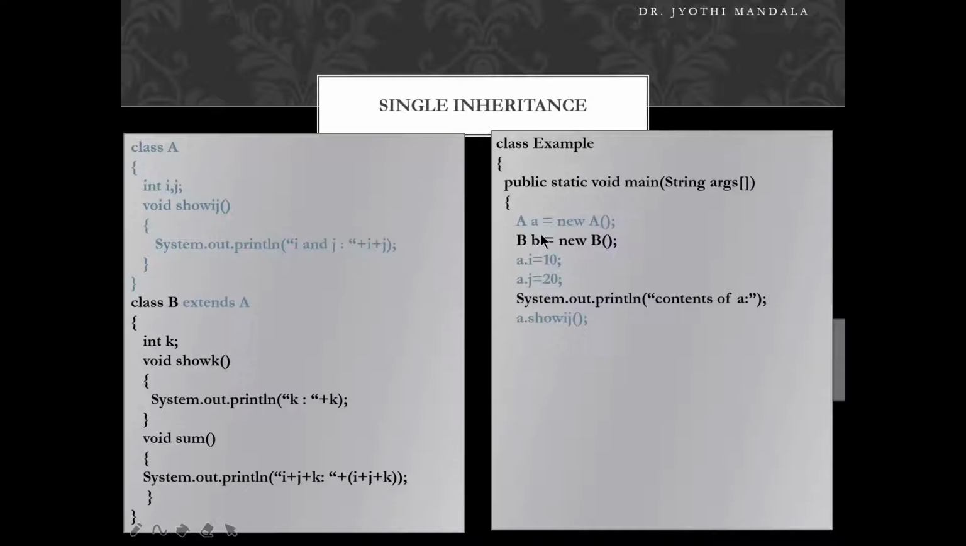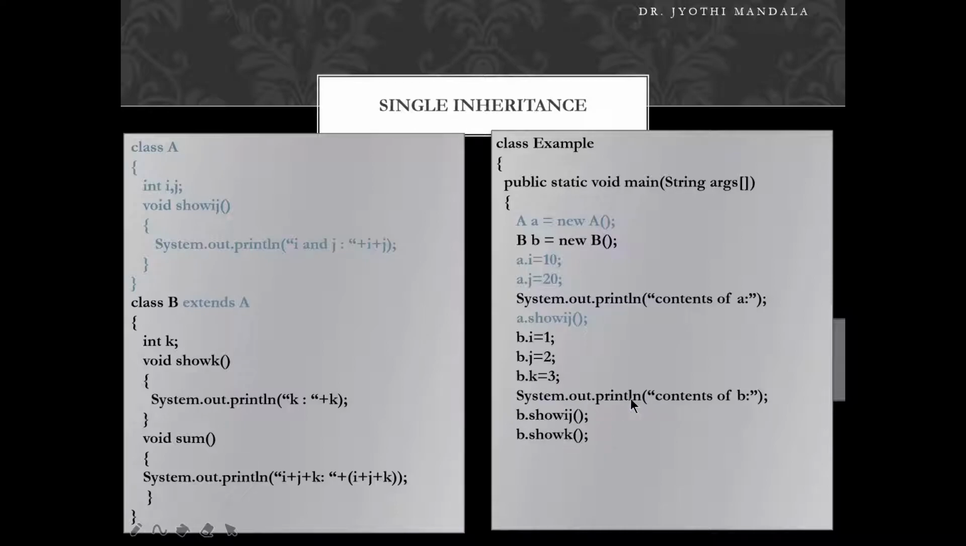Now, by using the B object we have created, we can assign the values of i and j, and we can assign the value of k. Why? Because B is extending A. So we can write b.i, b.j, b.k. There is no problem if you are assigning like this.